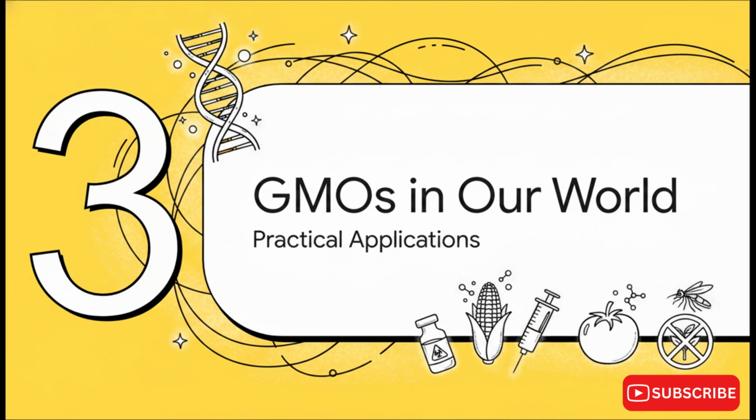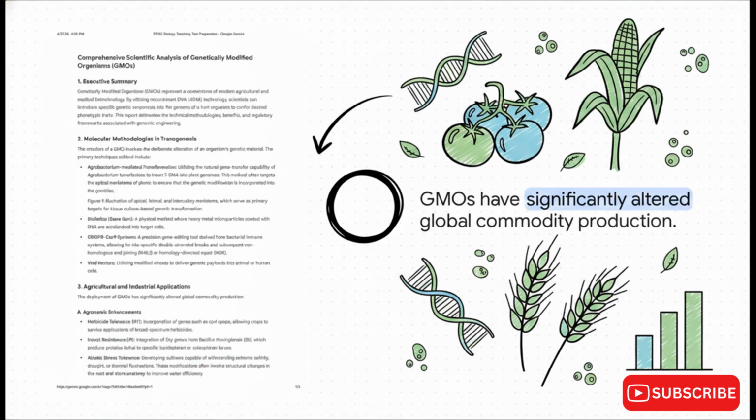So, we have this amazing ability to edit the code of life. But this technology isn't just something that happens in a laboratory. Let's explore where it shows up in our world, from the food we grow to the medicines we rely on. And the impact, especially in agriculture, has been massive. Genetic modification has truly changed the way many of the world's most important crops, like corn, soybeans, and cotton, are grown and managed.